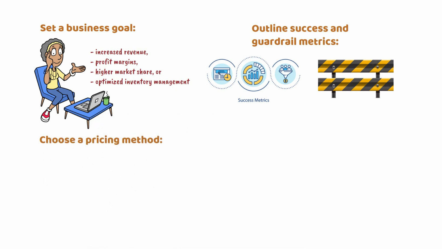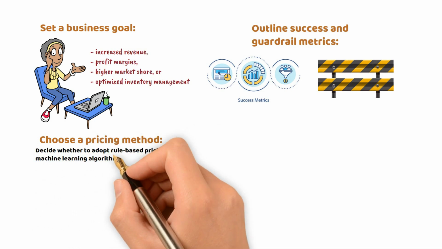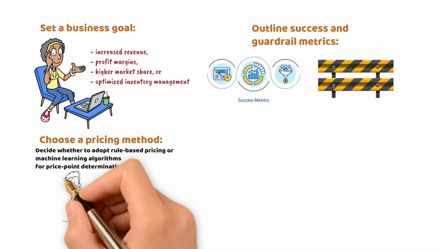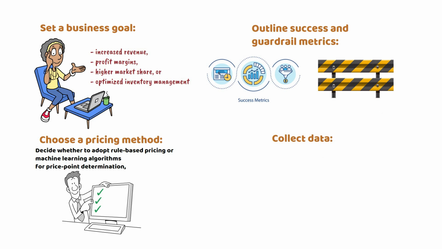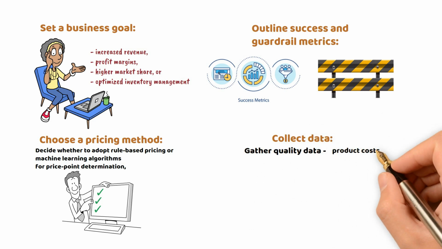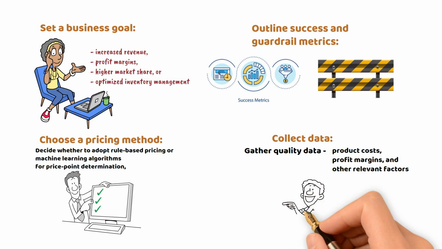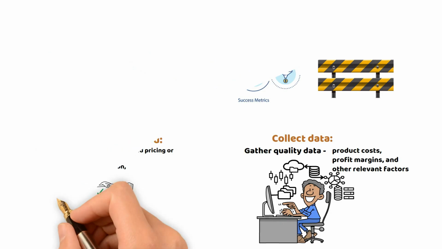Number 3. Choose a pricing method. Decide whether to adopt rule-based pricing or machine learning algorithms for price point determination, considering the trade-offs between ease of implementation and benefits. Number 4. Collect data. Gather quality data on product costs, profit margins, and other relevant factors, leveraging software solutions to automate data collection and avoid resource-intensive processes.